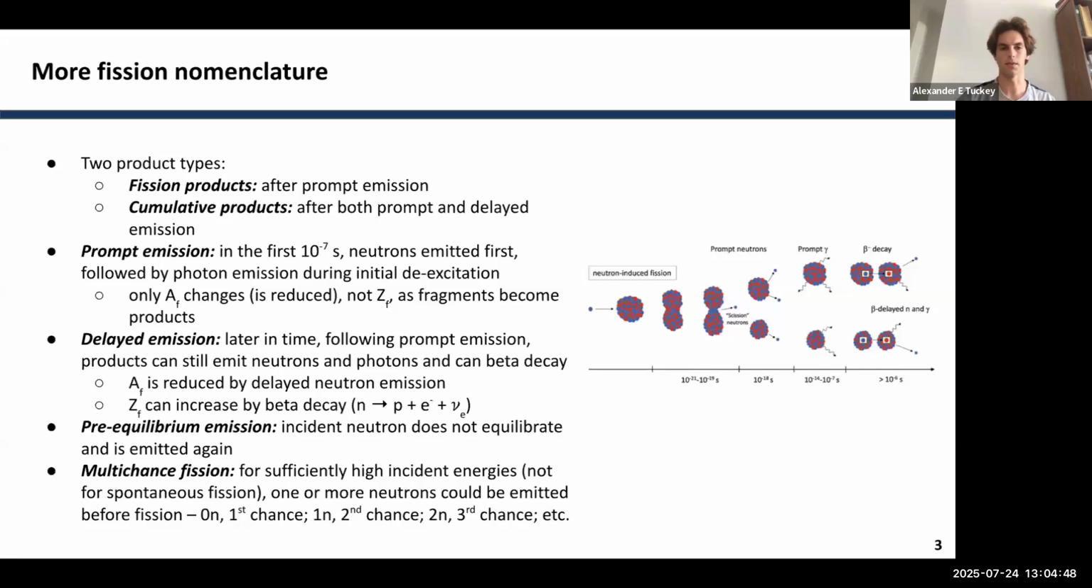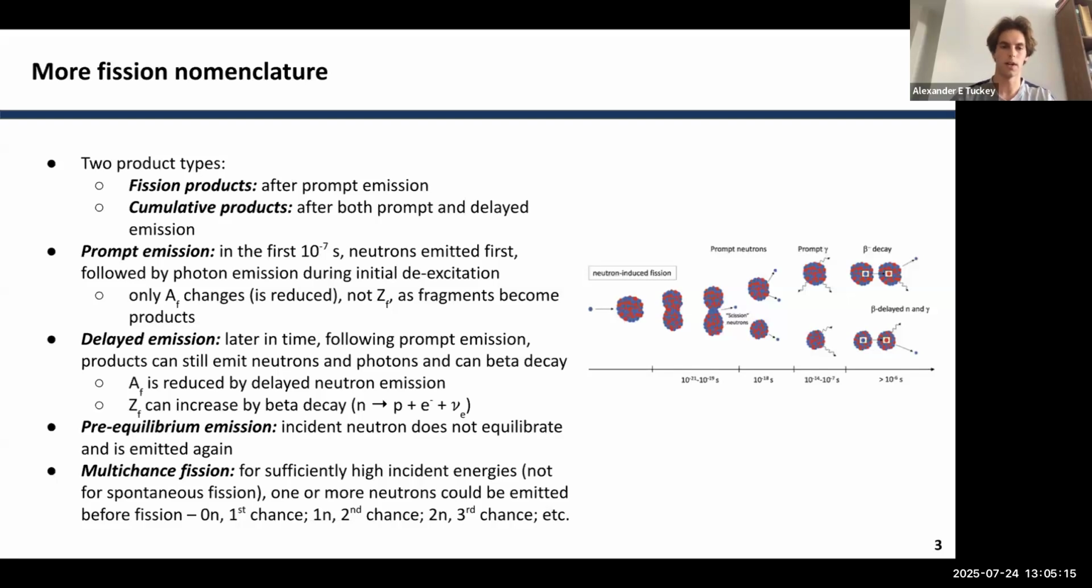So prompt emission happens first, typically within the first 10 to the minus seconds, in which we have neutrons first emitted, and then that's followed by photon emission. And importantly, during prompt emission, only the mass of the fragments changes, and specifically it's reduced since we are emitting neutrons, and the charge of these fragments remains the same.